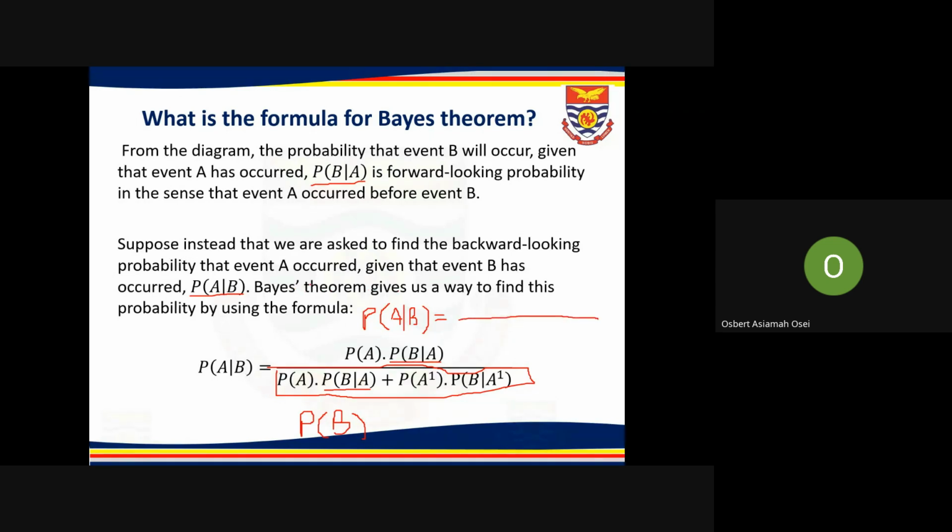Please, we would want to also write this formula down because it's really important. Probability of A times probability of B, given that A has already occurred.